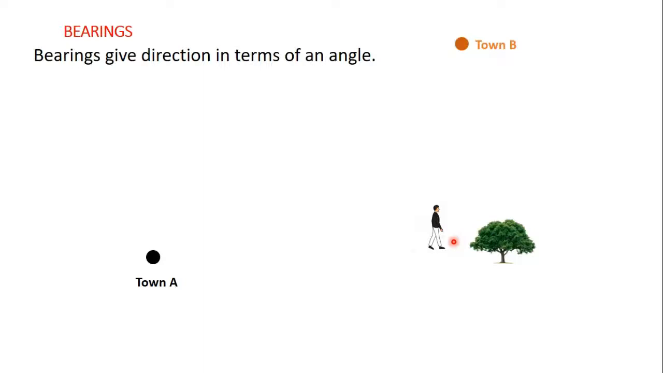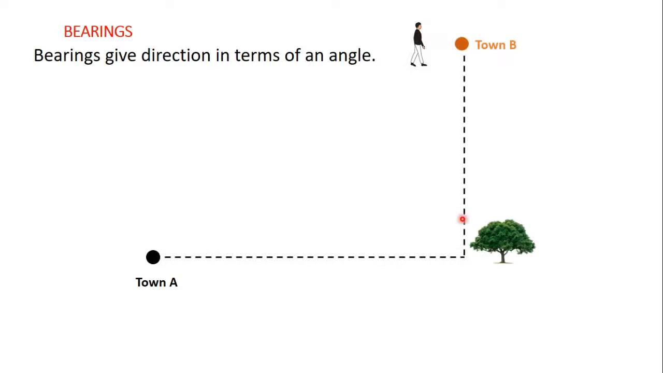Then when he gets to the tree, you will tell him to turn left and walk straight. He will be able to get to town B. So he will turn left and walk straight to town B. So you have been able to give Mr. Kofi direction from town A to town B. These are the directions that we give to people in our everyday lives. So you see the path that Mr. Kofi will walk through will be from town A to the tree, then from the tree to town B. This is the path that Mr. Kofi will take in order to get to town B. These are the types of directions that we give to people in our everyday lives.